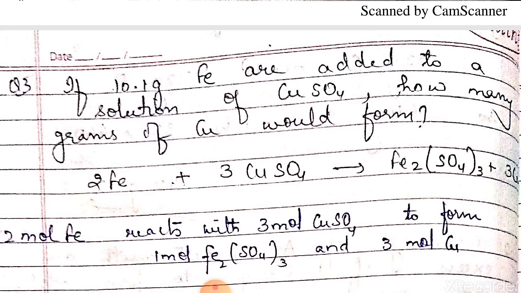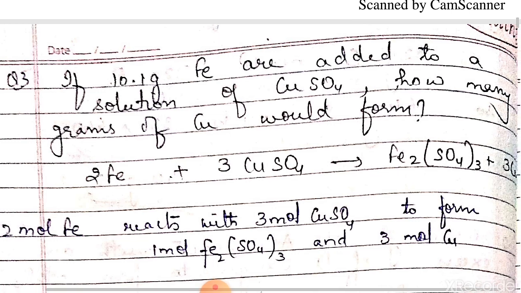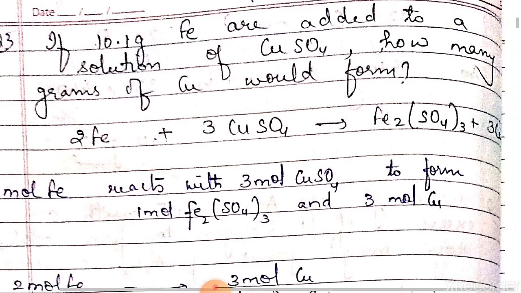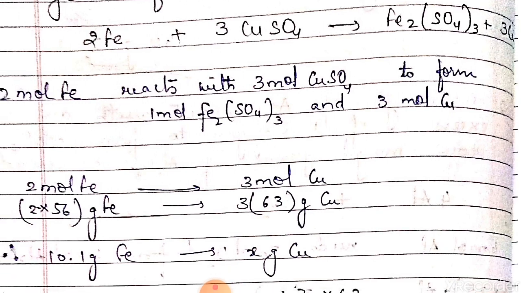If 10.1 gram of Fe are added to a solution of copper sulfate, how many gram of copper would form? So the equation is given: 2Fe plus 3CuSO4 gives ferric sulfate, Fe2(SO4)3, plus 3Cu. That is, 2 mole of Fe produces 3 mole of copper.